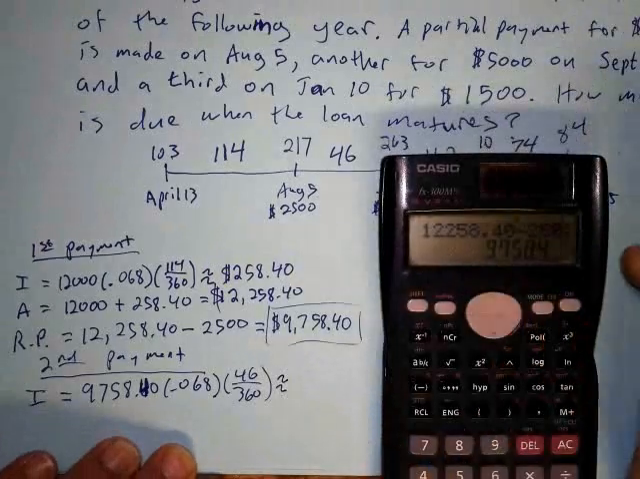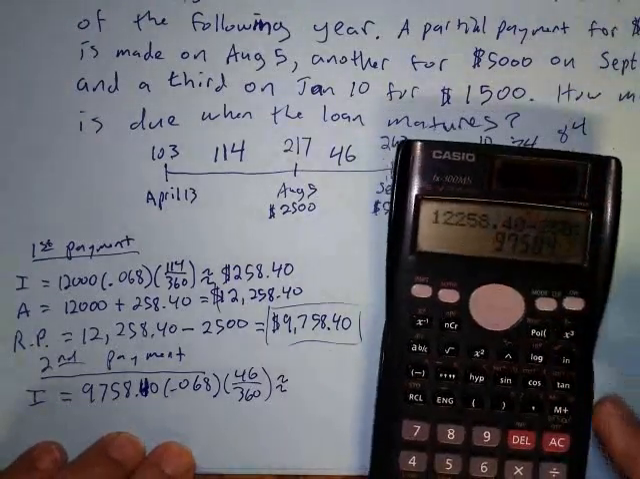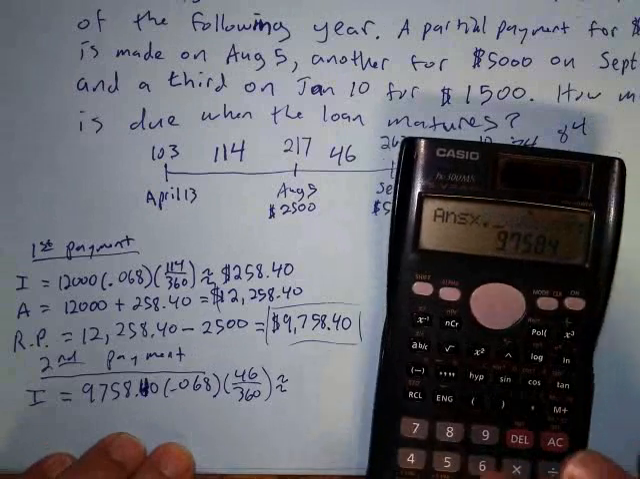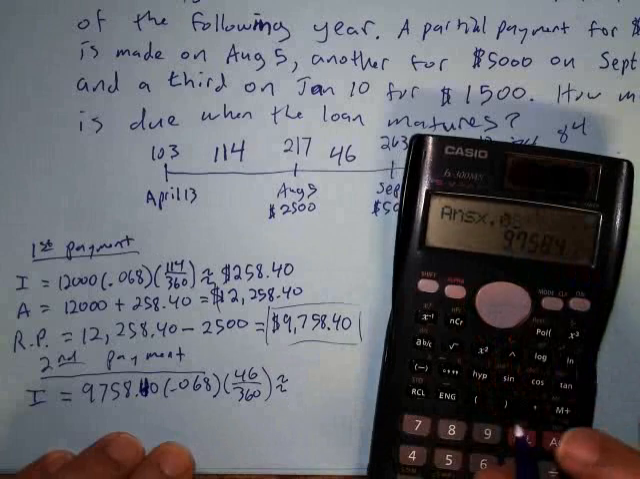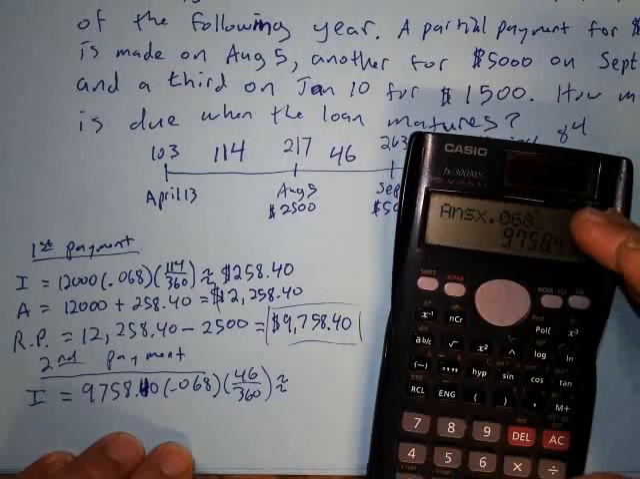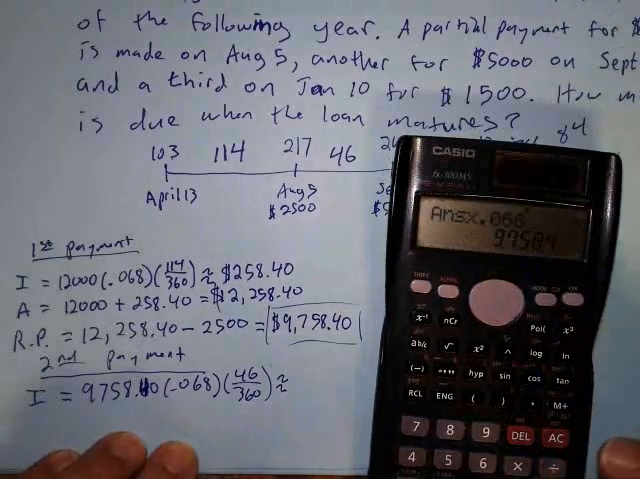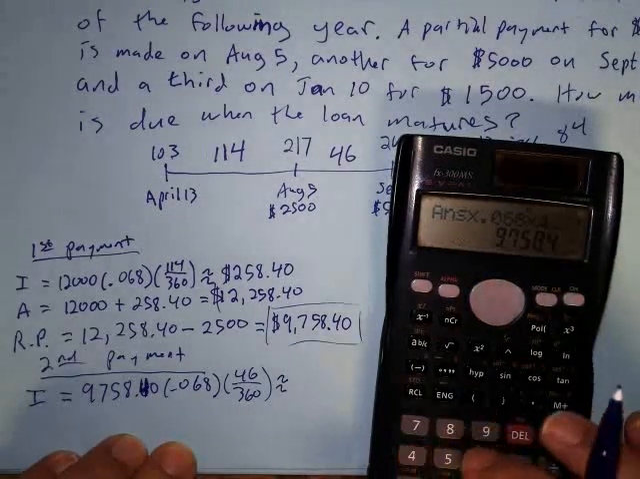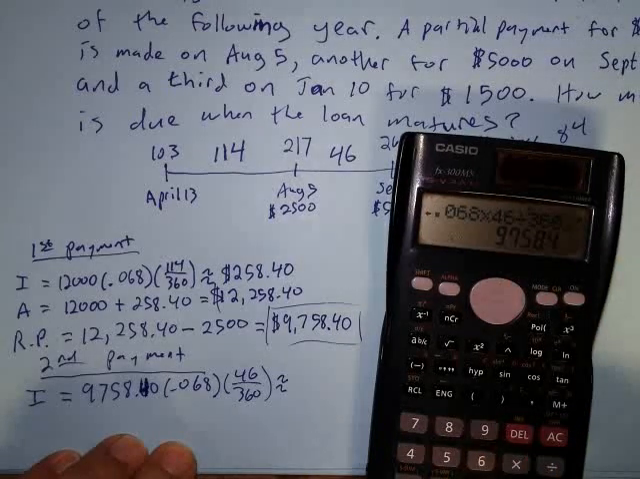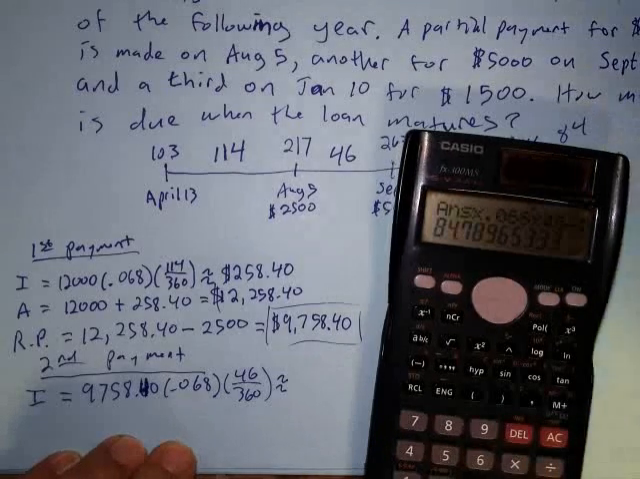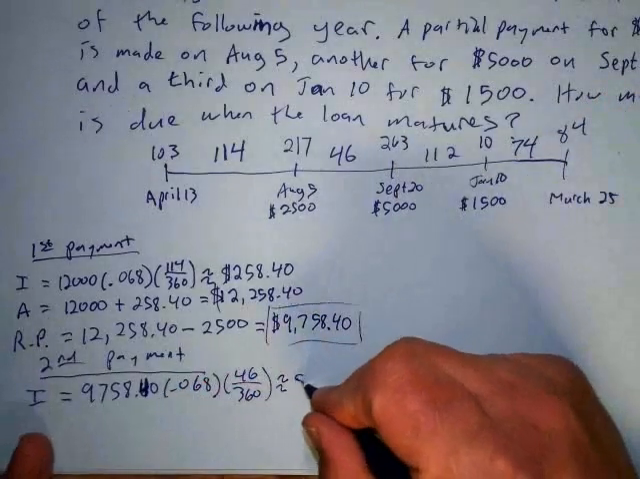So here's how that can be helpful. I already have that principal in my calculator, so now I just have to times that by the interest rate. Okay, so it'll take the answer times the interest rate times 46 divided by 360. And this interest is $84.79.